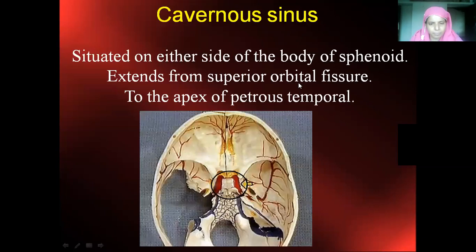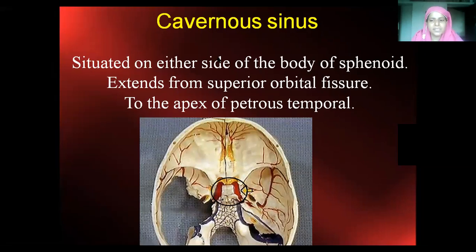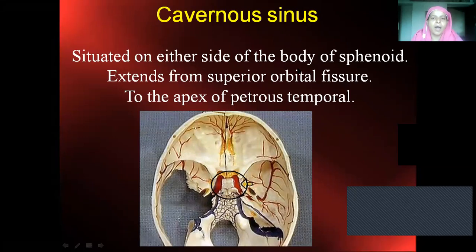Now, cavernous sinus. This is our skull bone, and we know this is the anterior cranial fossa, this is the middle cranial fossa, and this is the posterior cranial fossa. This particular point is called the hypophyseal fossa, where we have the pituitary gland. On either side, two areas are shown in red color. That is actually for cavernous sinus. Cavernous sinus is situated on either side of the body of sphenoid bone.